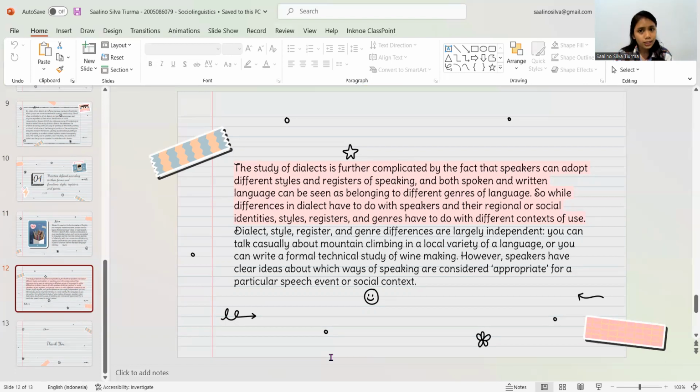So style, register, and genre differences are largely independent. You can talk casually about mountain climbing in a local variety of a language, or you can write a formal technical study of winemaking. However, speakers have clear ideas about which ways of speaking are considered appropriate for a particular speech event or school context.